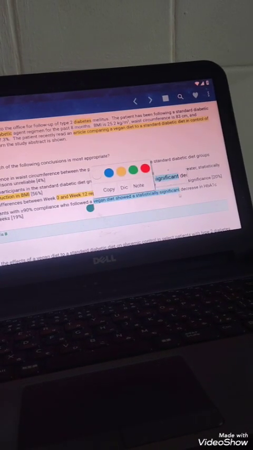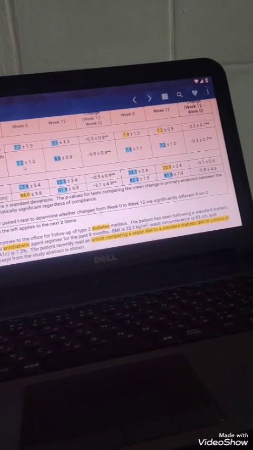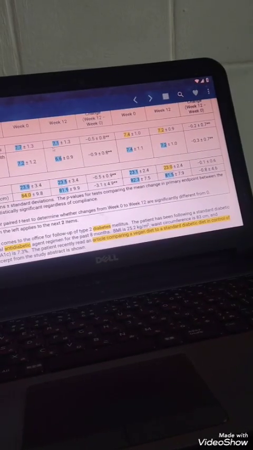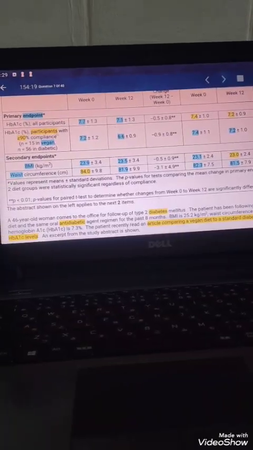Why not D? Only participants with greater than 90% compliance who followed a vegan diet showed a statistical significance in the HbA1c at 12 weeks. Those who strictly followed went from 7.2 to 7.6, which is also a very huge difference, but 7.7 to 7.1 is also a good difference. You can see in both groups it is significant. So this is also wrong.